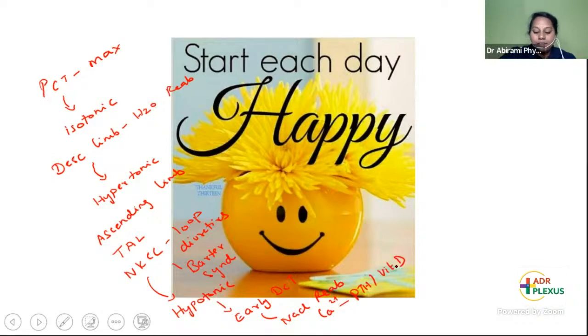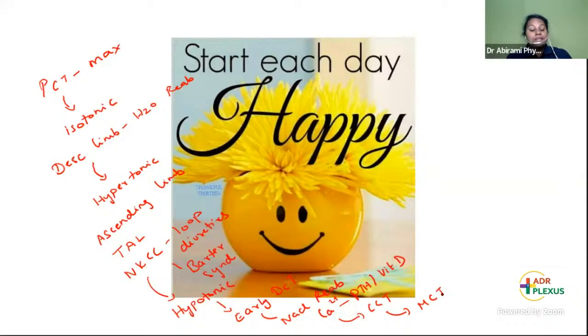And from early DCT, it moves into the cortical collecting tubule. In cortical collecting tubules, remember, we learned about four important functions: acidification of urine, sodium reabsorption, potassium secretion, and also water reabsorption. So all this happens in the cortical collecting tubule. From cortical collecting tubule into the medullary collecting tubule. In the medullary collecting tubule, only one reaction is taking place. Yes, water reabsorption. So cortical and medullary collecting tubule are dependent on hormones. At the level of cortical collecting tubule, you have aldosterone and vasopressin. At the level of medullary collecting tubule, we have only vasopressin. So this completes the tubular transport mechanisms.